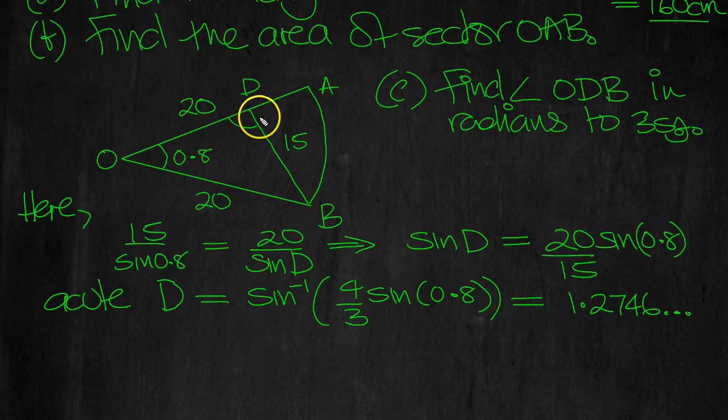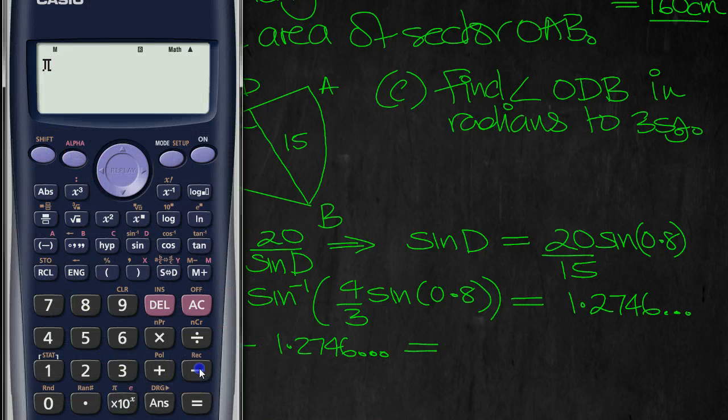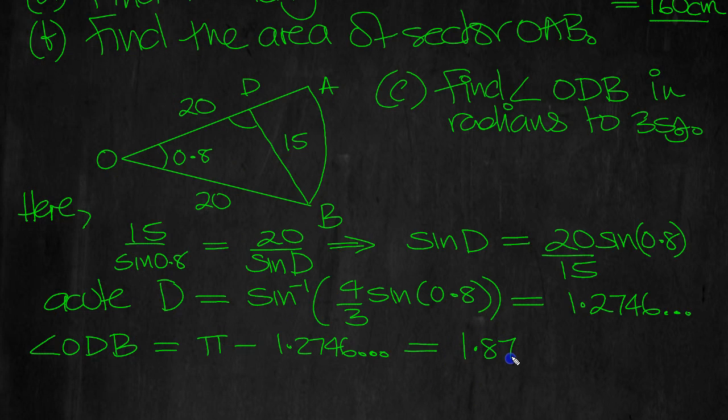is obtuse. So we need pi minus that, don't we, for the actual angle. So angle ODB is equal to pi minus 1.2746, which equals, I'll put it in the calculator then. Let's do pi minus the answer we had before is 1.87 to 3 significant figures, 1.87 radians, and that was to 3 significant figures.